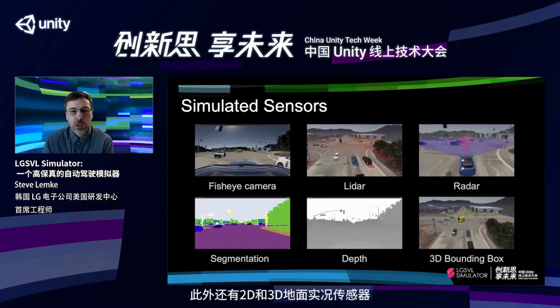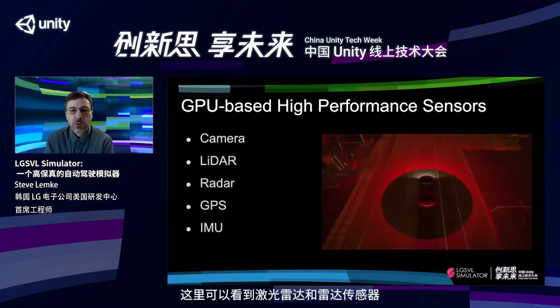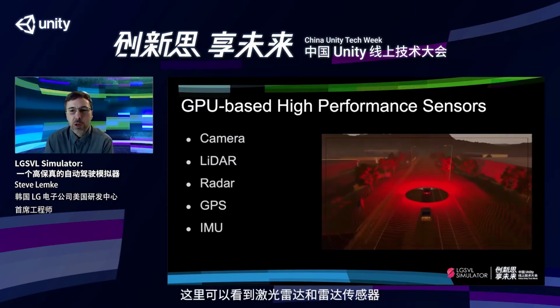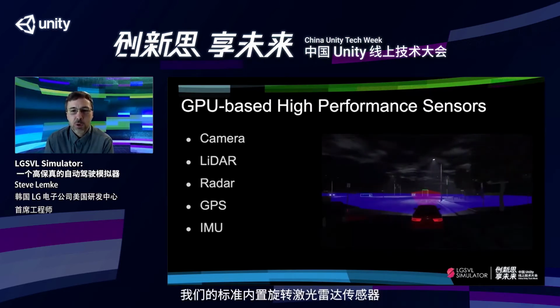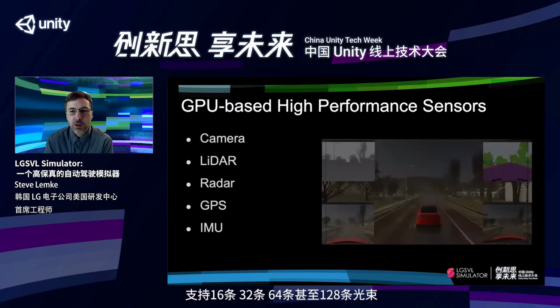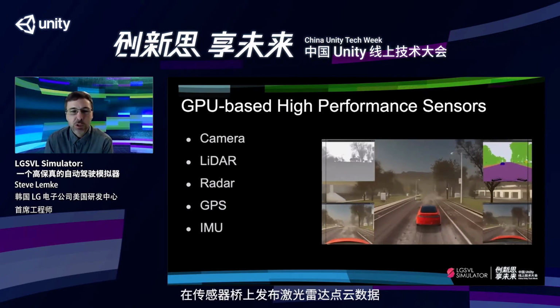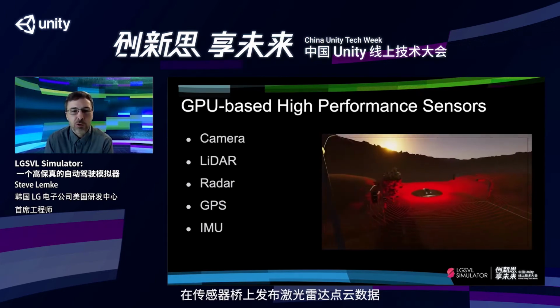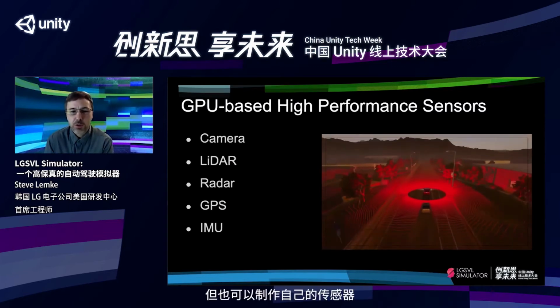There are also 2D and 3D ground truth sensors, which can visualize bounding boxes for objects in a scene, as well as publish that information over the sensor bridge. Here you can see sensor visualization of our Lidar and radar sensors, as well as some of our virtual sensors. Our standard built-in rotating Lidar sensor supports 16, 32, 64, and even 128 beams, publishing Lidar point cloud data over the sensor bridge.